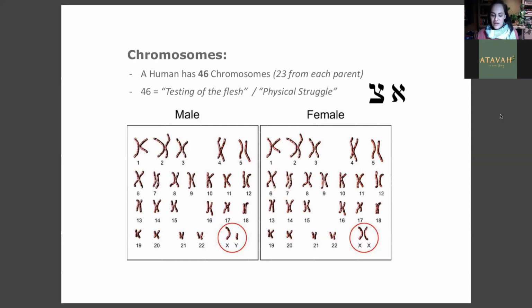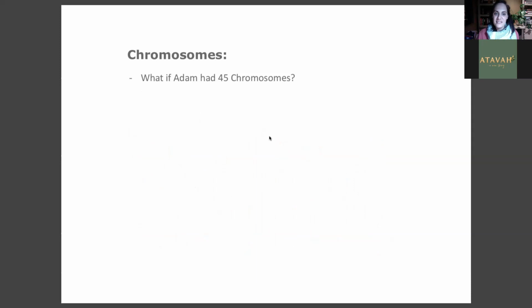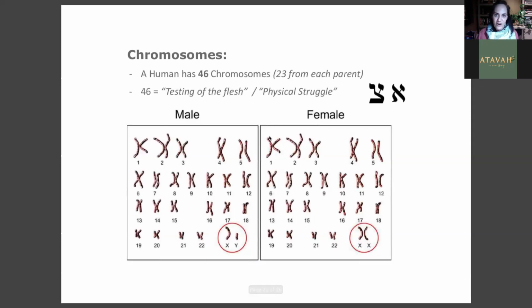Okay. So as I've said in the Disciple School, what I'm about to suggest next is really out of Stefani chapter 8, verse 10. It's really just a question that popped into my mind. But as I discovered more, I really do believe that there's a spiritual lesson in that. So my question was, what if Adam had 45 chromosomes and not 46? Okay, so why would I ask something like that?